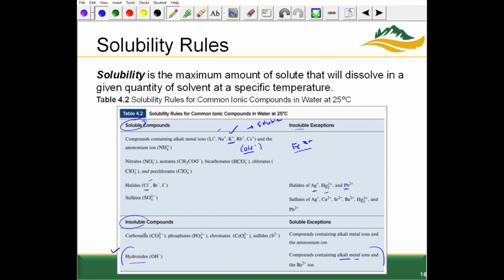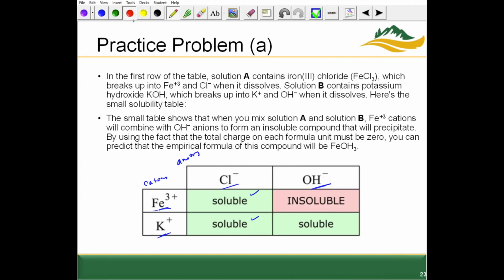Right, so we looked here, we could have also looked here on the table. So now let's look at hydroxide and iron 3+. Hydroxides are generally insoluble. Is iron here listed as one of the soluble exceptions? Well, the soluble exceptions with hydroxide are the alkali metal ions and barium 2+. This means that this combination is going to be insoluble, right? Because iron is not listed here as one of the soluble exceptions. Therefore, iron with hydroxide, we do note that this becomes an insoluble precipitate.